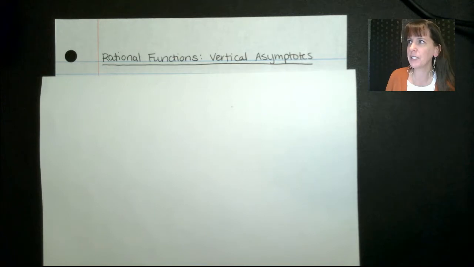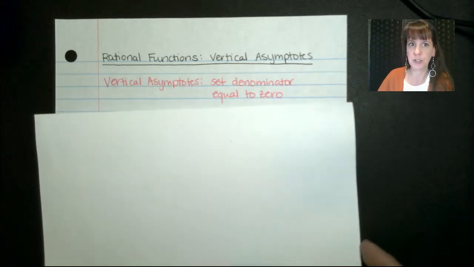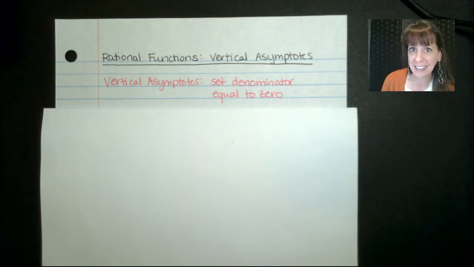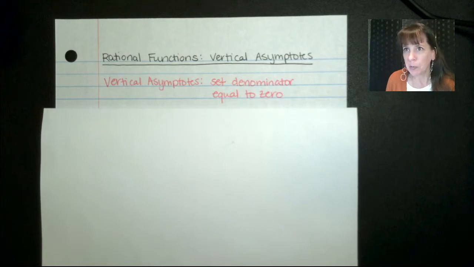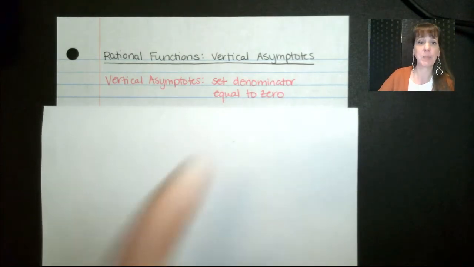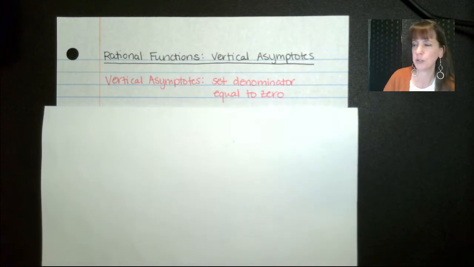Okay, so the first thing that we want to do is take a peek at our first question here. In order to find our vertical asymptotes, you set your denominator equal to 0. And this is important because a vertical asymptote is a vertical line on your graph, and you want to write this as the equation of a line. So you don't want to just say 3, you want to say x equals 3. So if you set your denominator equal to 0 and solve for your x's, that will help you do that.